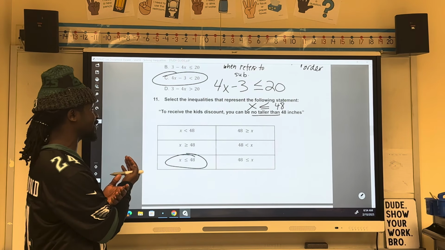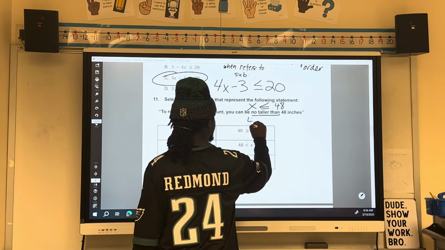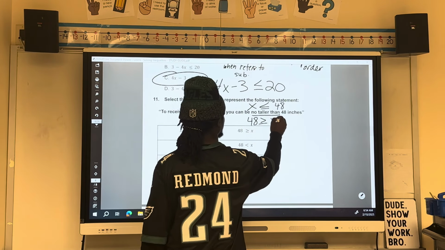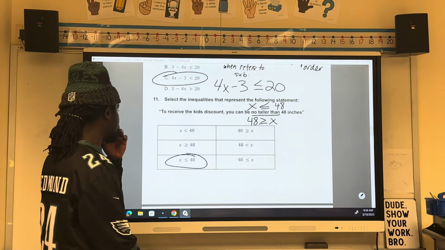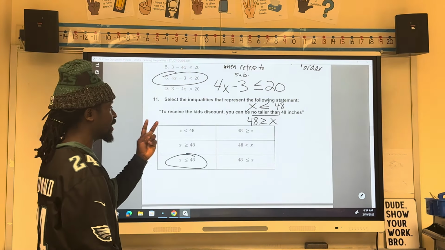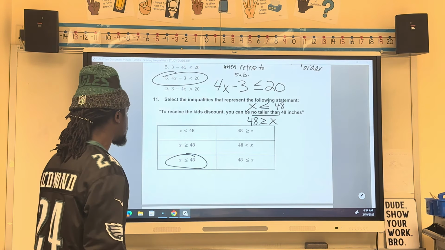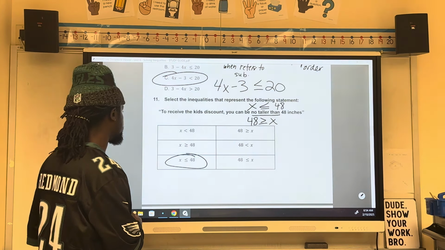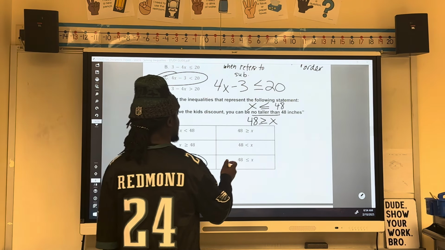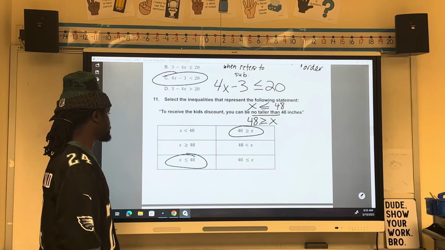But the other could also be true. If you can't be taller than 48, then 48 can be greater than or equal to x, all right? So we also need to get that one as well. For every inequality, the one written forward is true, but the one written backwards is also true. So 48 is greater than or equal to x, and that would be that one there, all right?